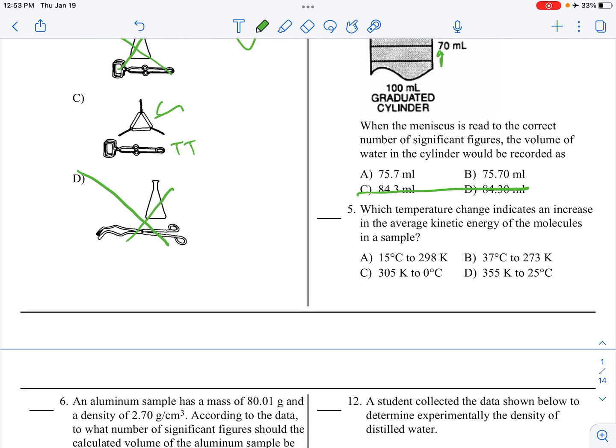Which temperature change indicates an increase in average kinetic energy? So average kinetic energy is temperature. First of all, you need to make everybody the same temperature scale. So what I'm going to do is add 273 to each Celsius value because that's how you convert. So this is 288. 288 to 298 is an increase, but just for the sake of example, I'm going to add 273. This is 310, so that's a decrease. This is 273, so that's a decrease, and this is 298, so that's a decrease. So that's why it's A.